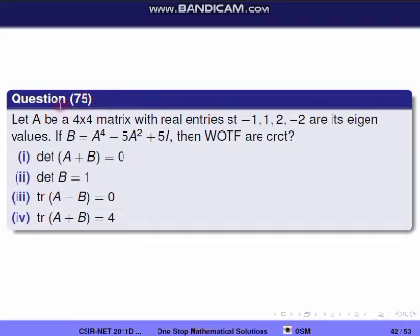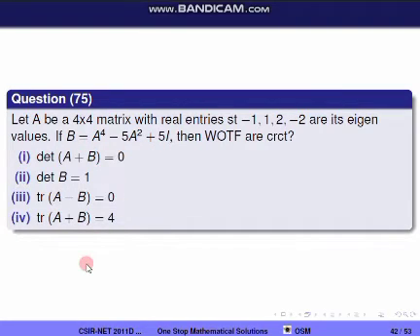Next question, question 75. Let A be a 4 cross 4 matrix with real entries such that -1, 1, 2, -2 are its eigenvalues. If B is equal to A power 4 minus 5A square plus 5I, then which of the following are true? So they have given the eigenvalues of A and the matrix B is defined by this equation. We have to check which of the following are correct.